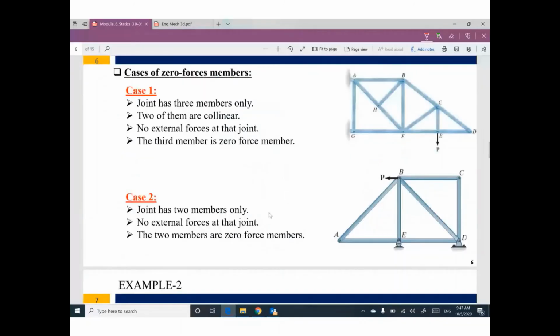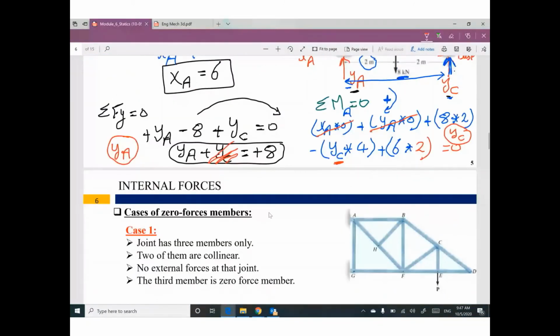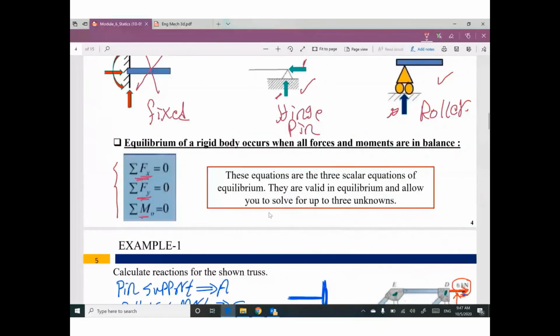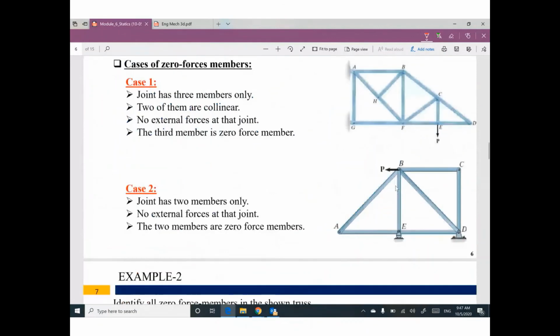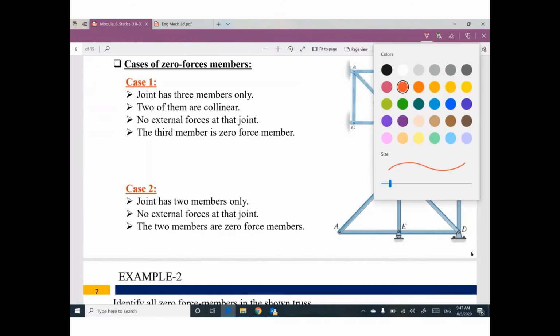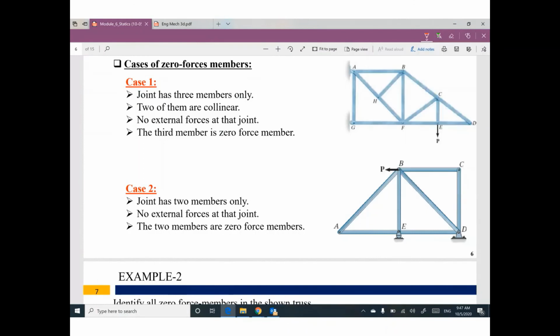Guys, I would like to remind you also what is the main target in this topic, to figure out the internal forces in each member. We have members with 0 force. I can say, hey, this member has 0 force. We don't have any internal forces in this member. And I can figure them without calculation. And you can expect one of them in your exam and your homework also.